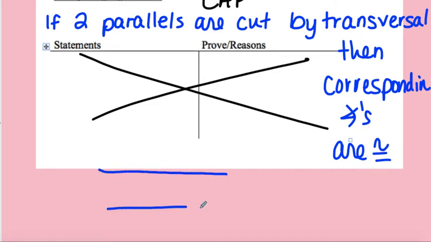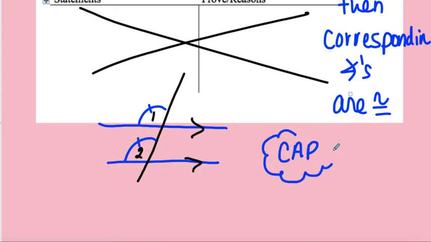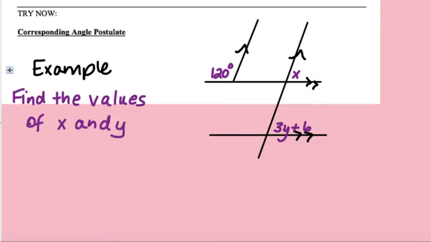So here are 2 parallel lines. Well, I actually don't know they're parallel yet, but now I know they're parallel because I put that symbol on them. So I have 2 parallel lines, and I've got a transversal. If I give you angles 1 and 2, then angle 1 is congruent to angle 2 by the corresponding angle postulate, which I refer to as CAP. That's right, like a baseball cap. All right, let's see this in action.